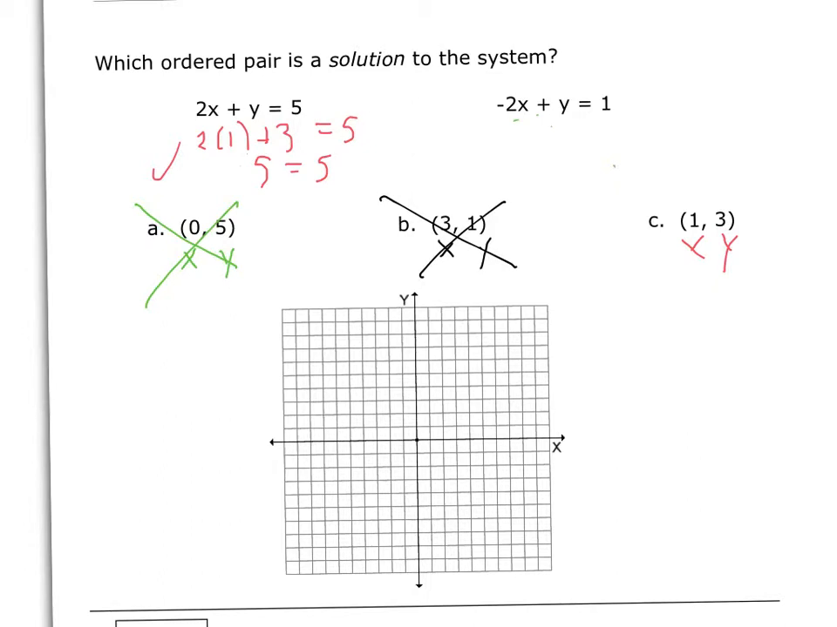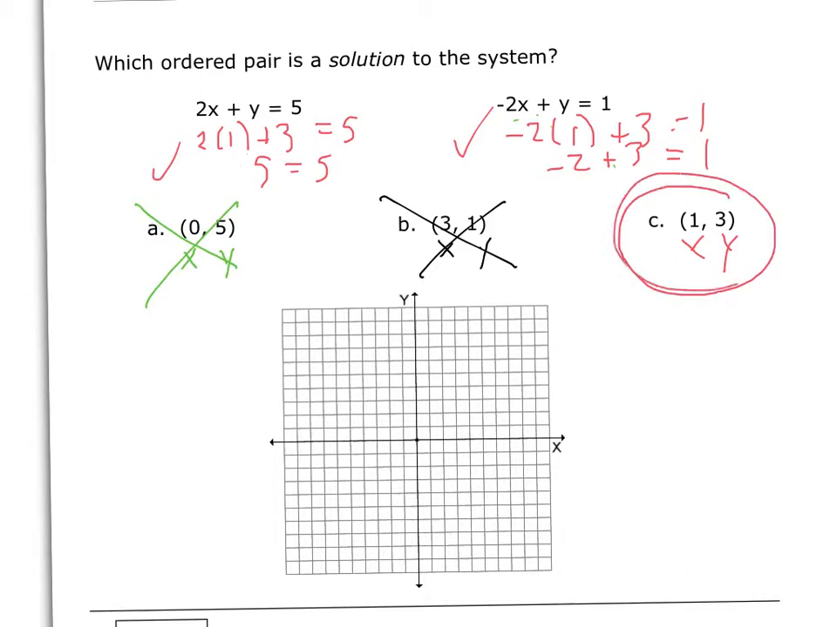Now let's try our other one. We have negative 2 times 1 plus 3 equals 1. Let's see if this one works. Well, negative 2 times 1 is negative 2, and if you add 3 to that, you do in fact get 1. So this one works. So since that's true, we know that this would be a solution.